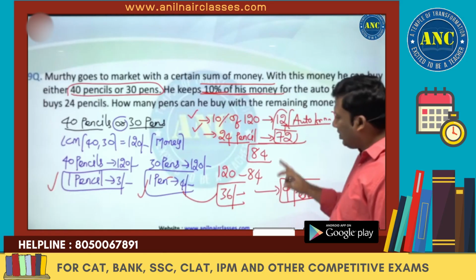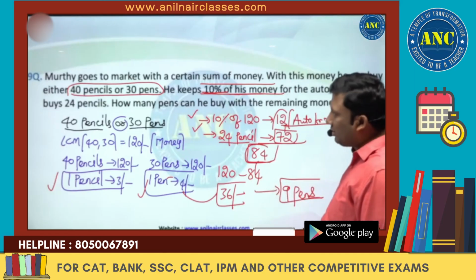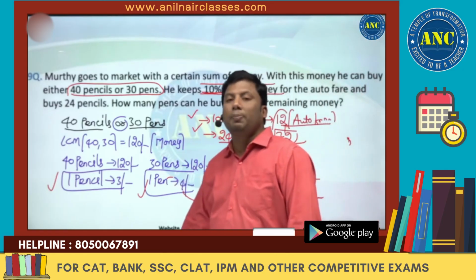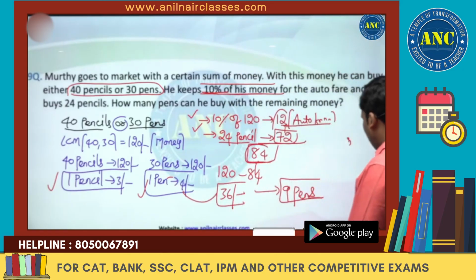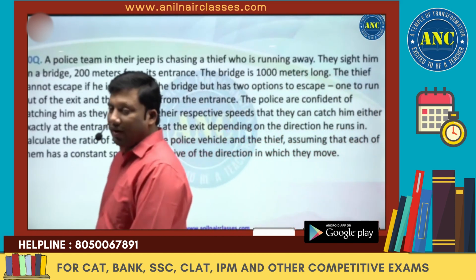72 plus 12 is 84. 84 rupees he has spent. Remaining 36 rupees. He wanted to purchase pens. Each pen is 4. Totally 9 pens. Very, very easy question. This was the 20th question.